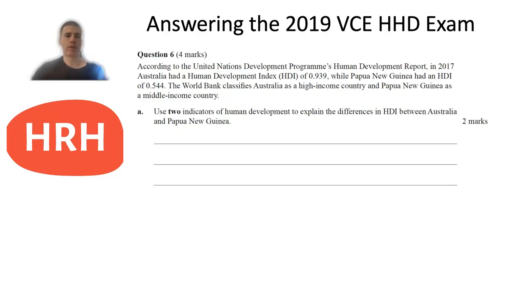So hopefully you remember that the indicators of the Human Development Index are life expectancy at birth, mean years of schooling, expected years of schooling, and gross national income per capita. If Australia has a higher HDI than Papua New Guinea, it's likely that all of those indicators would be higher for Australia. In this answer you just had to make 2 statements that related to that. So you could have said Australia is likely to have a higher life expectancy at birth than Papua New Guinea, contributing to a higher HDI, or that Australia is likely to have higher mean years of schooling than Papua New Guinea, contributing to a higher HDI.